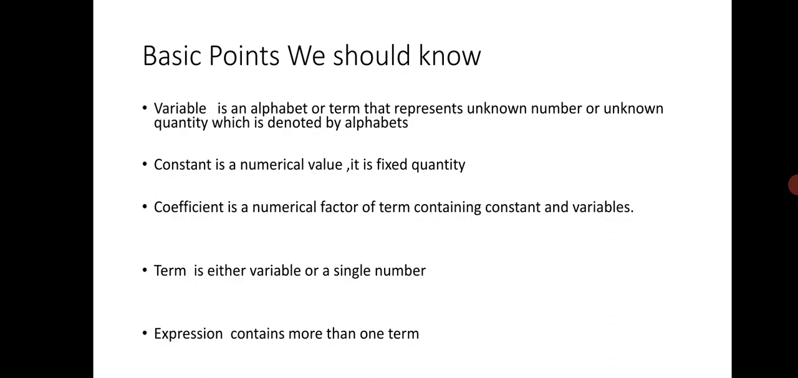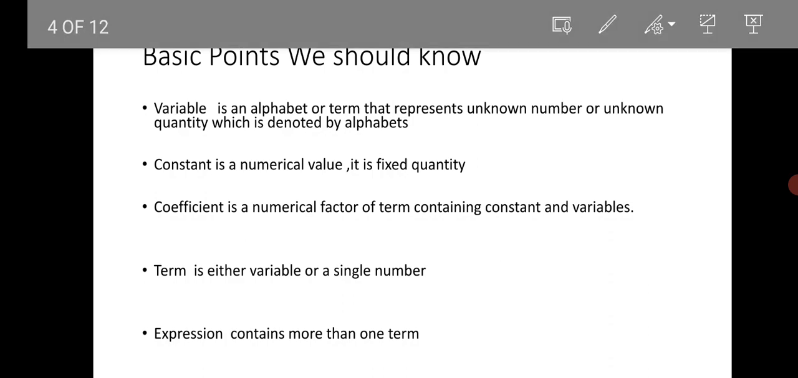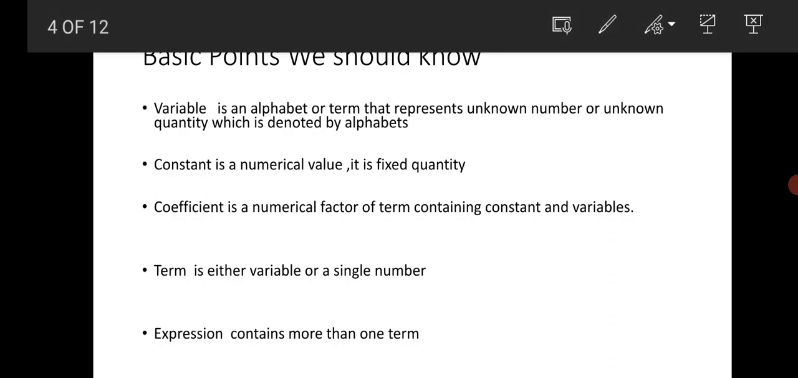Variable is an alphabet or a term that represents an unknown number or unknown quantity, which is denoted by alphabets. For example, A, B, Z, Y. There are 26 different alphabets. You can take any one of them. And the variables are not a fixed value. Okay friends, the variables are not fixed values.